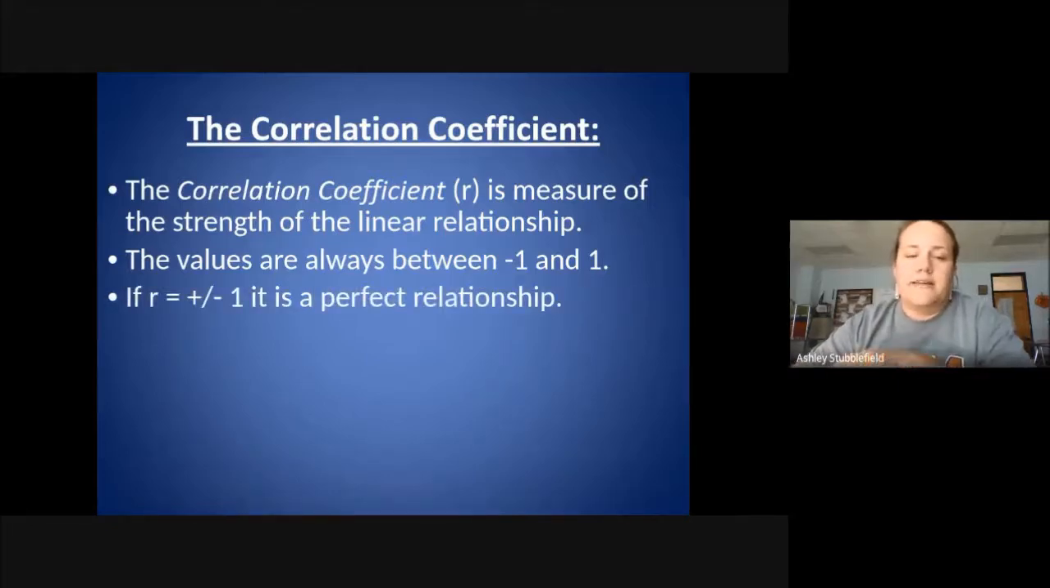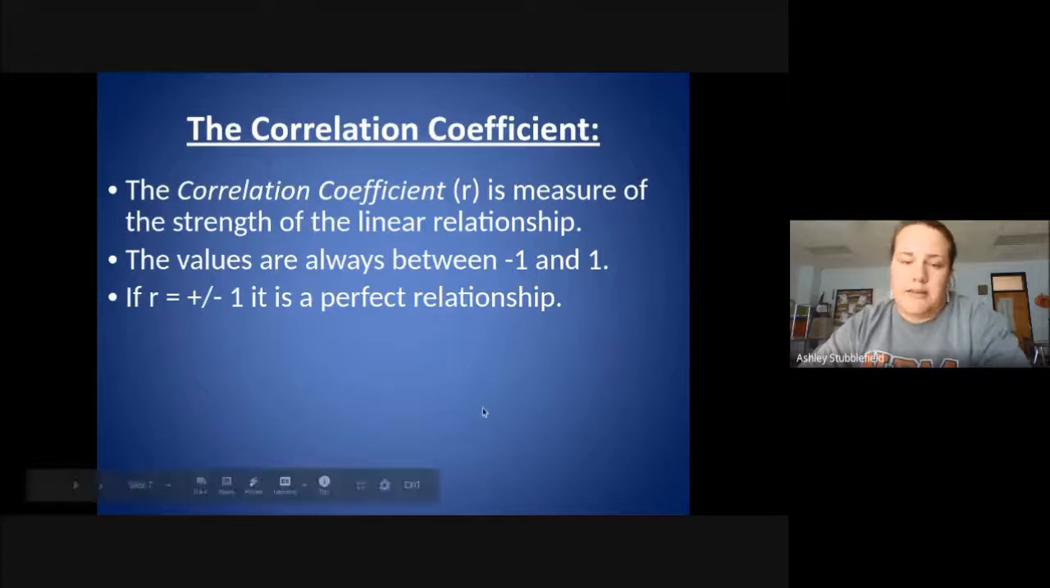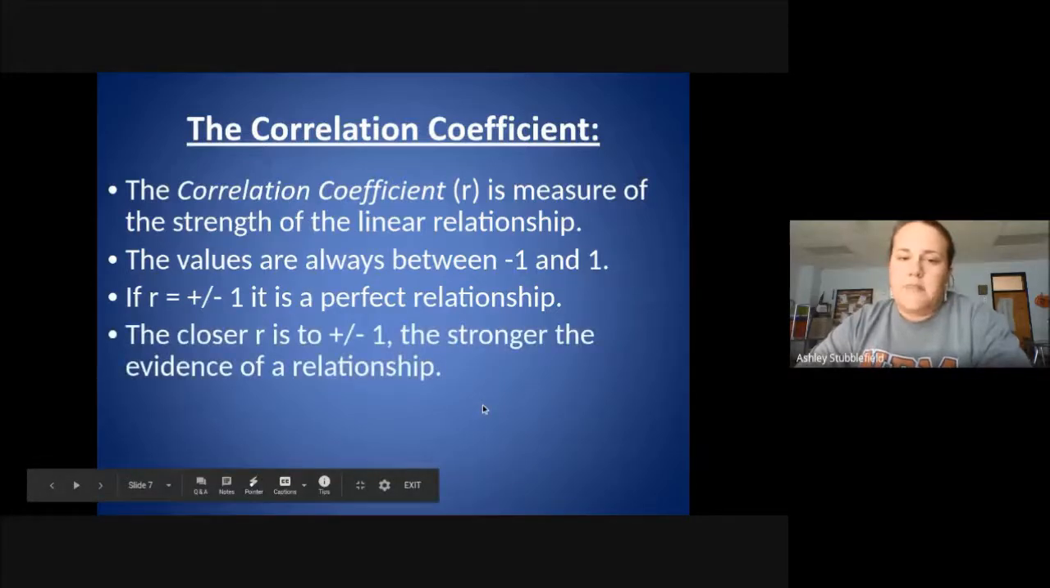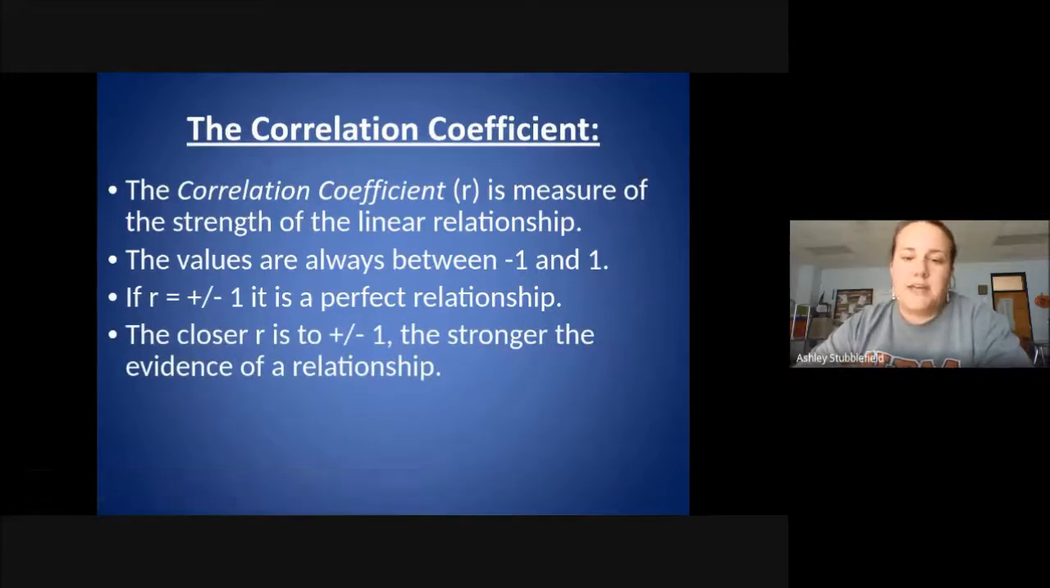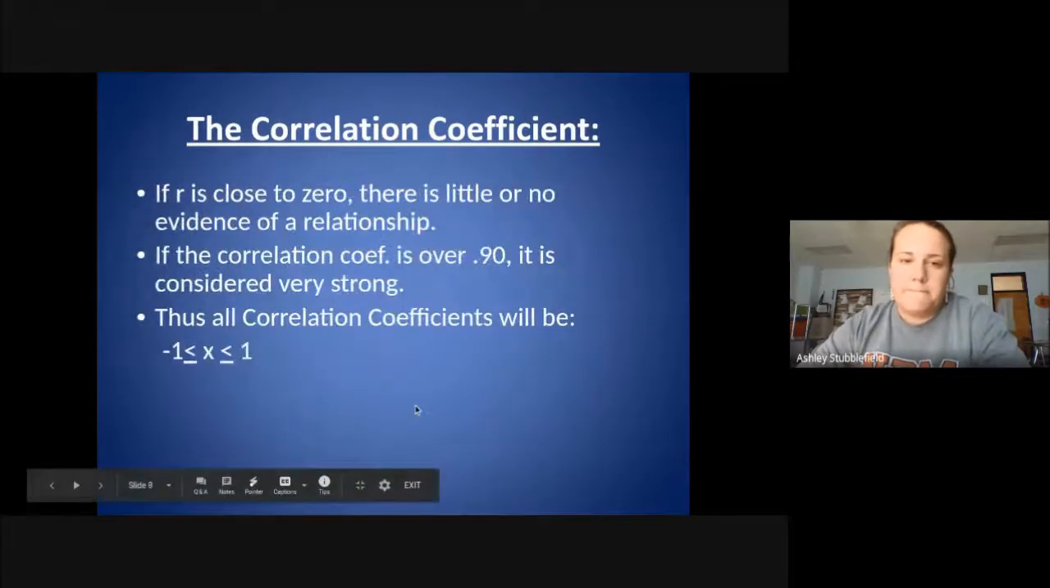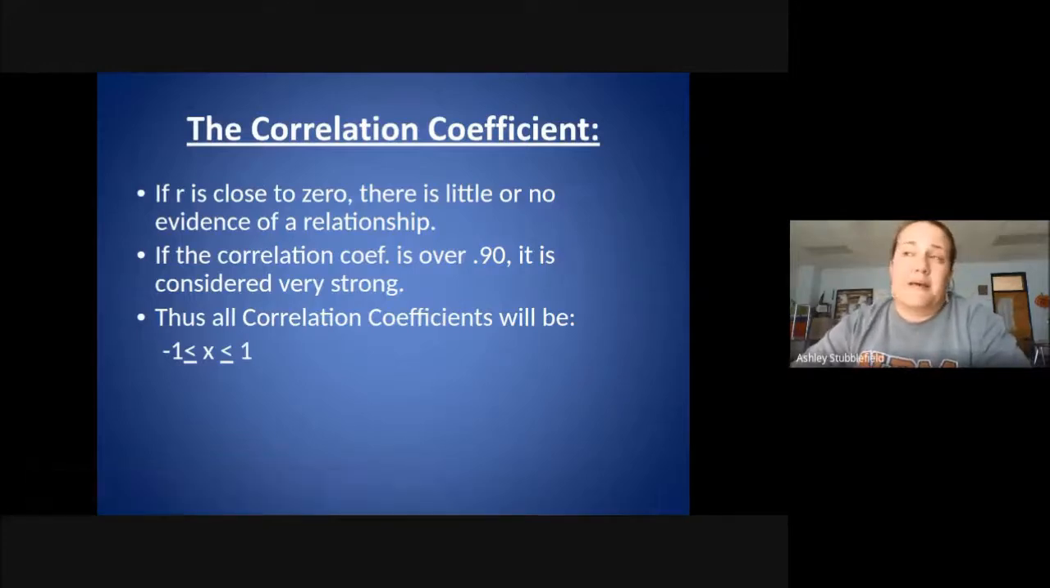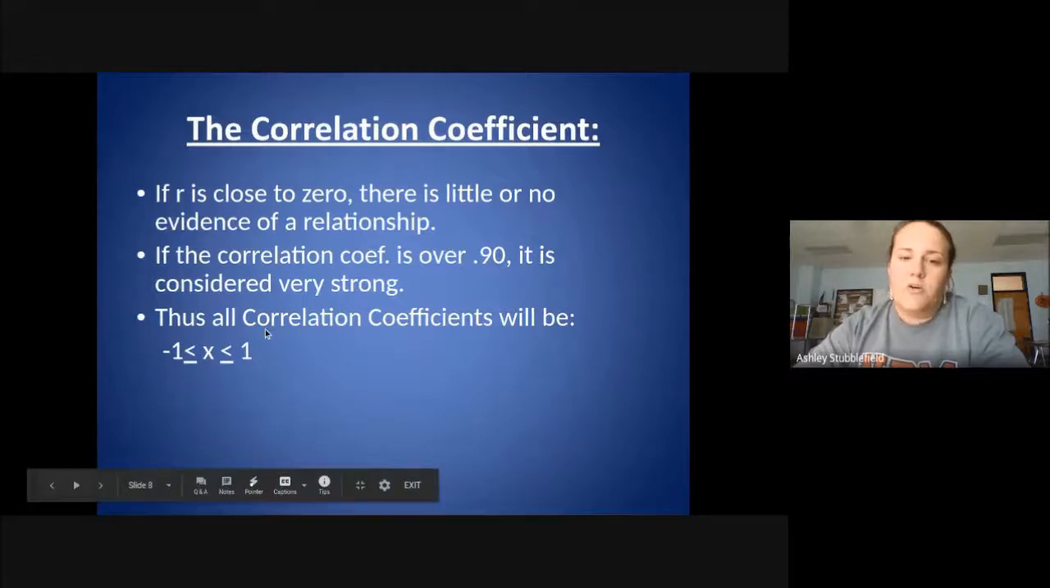If your R is equal to +1 or -1, then it's a perfect linear relationship. All of your points will lie on a straight line. The closer it is to +1 or -1, the stronger your relationship is. And if it's close to 0, that means it's weaker or there may not be a relationship at all. And all correlation coefficients will always be between -1 and +1.